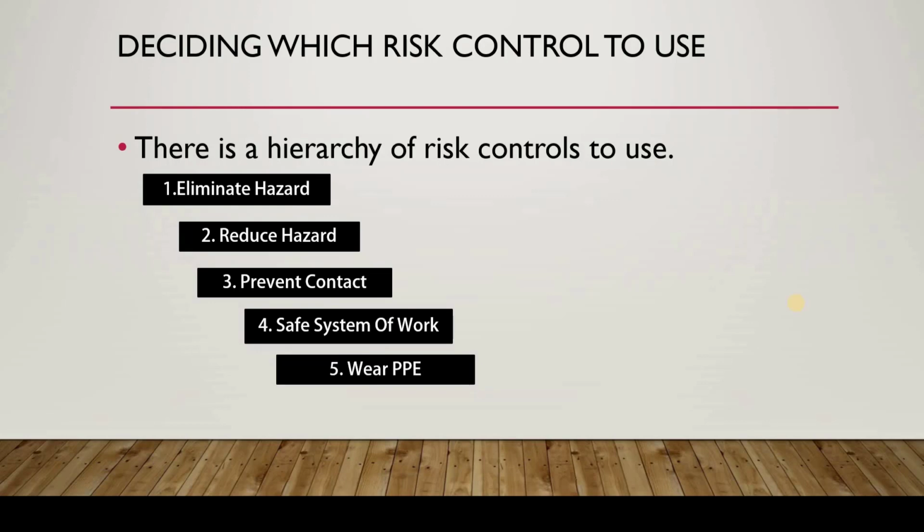The first one is eliminate the hazard. The second one is reduce the hazard. The third one is basically how we can prevent the contact with the hazard or the risk. Then we have the safe system of work, and finally wearing PPEs, personal protective equipment. So stepwise we will go through it. First we will eliminate the hazard, then reduce the hazard, then we implement preventing the contact, then the safe system of work, and finally personal protective equipment.